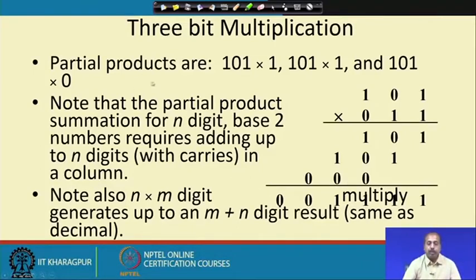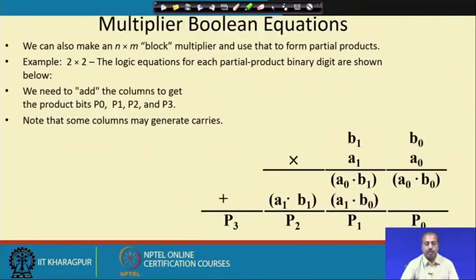So, we have the partial products, and this partial product summation for n digit base 2 numbers requires adding up to n digits in a column. That way we are going to add these digits. So, if I am multiplying an n bit number by an m bit number, then it will generate an m plus n digit number. Okay. So, that is there for multiplication.